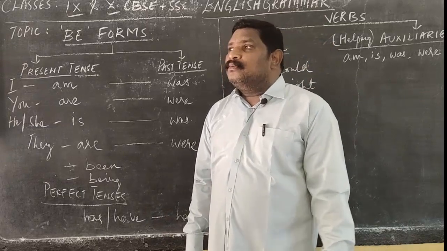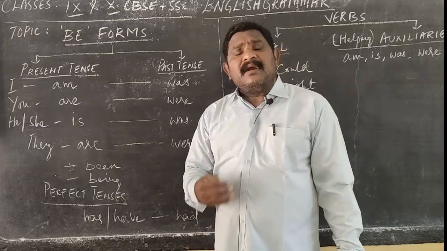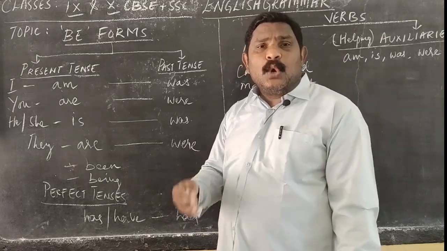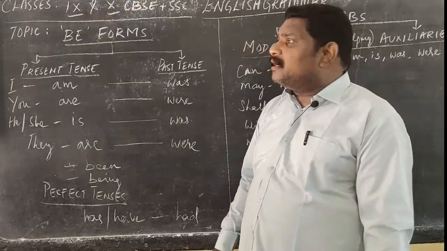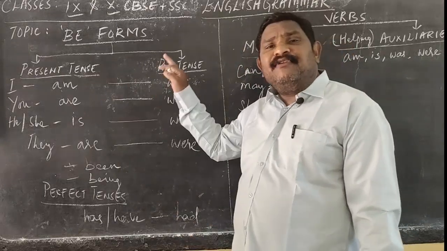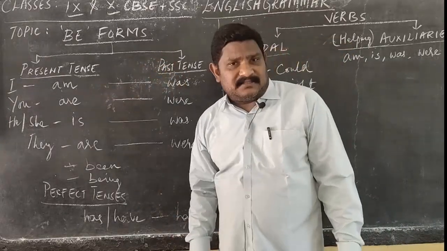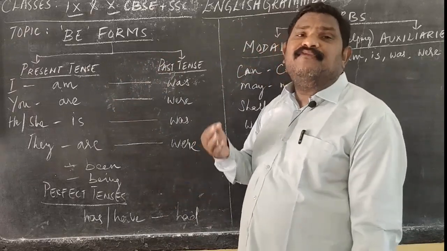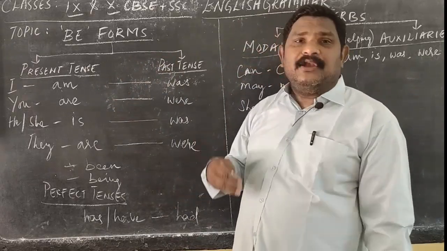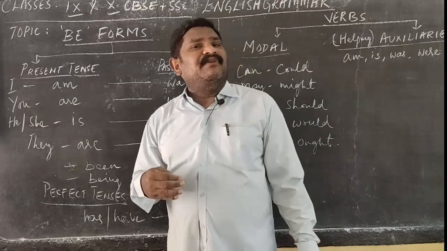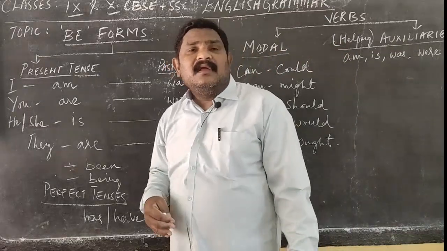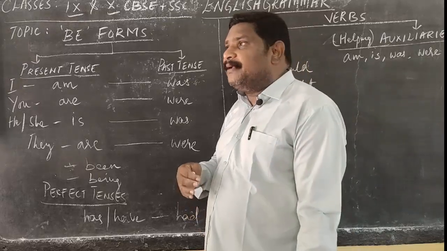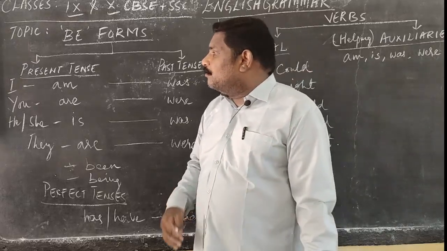Now, to remember how this tense plays its role is very important. These be forms are again related to the tense, since they are used mostly before the main verbs. The occurrence of the be forms is mostly found before the main verbs, the main verbs or action verbs, whatever you say, regular verbs, irregular verbs.